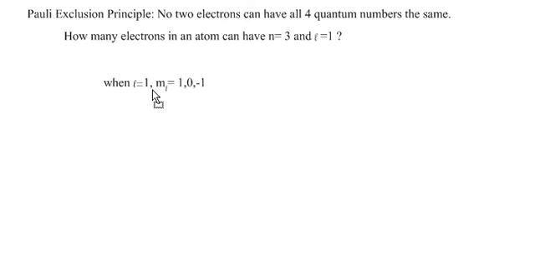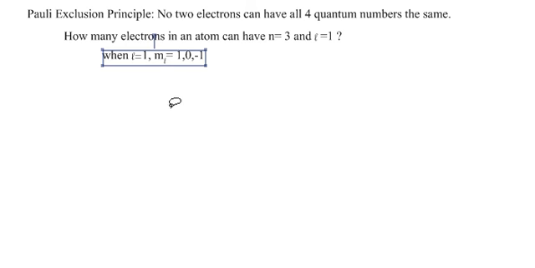We also know that when L equals 1, m sub L has to be 1, 0, or minus 1, so there's three possibilities there. Each of those m sub L values can have an m sub S value, of plus 1/2 or minus 1/2. So for our three m sub L values, there are two different possibilities each, or 3 times 2 possibilities gives us a total of 6 electrons.